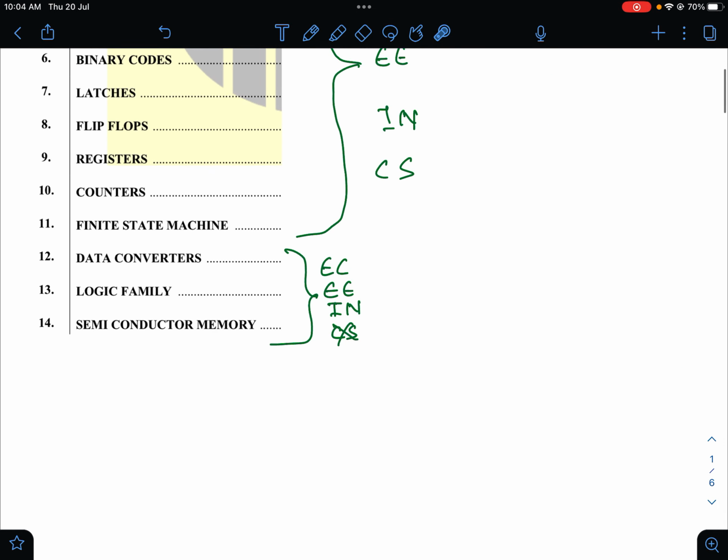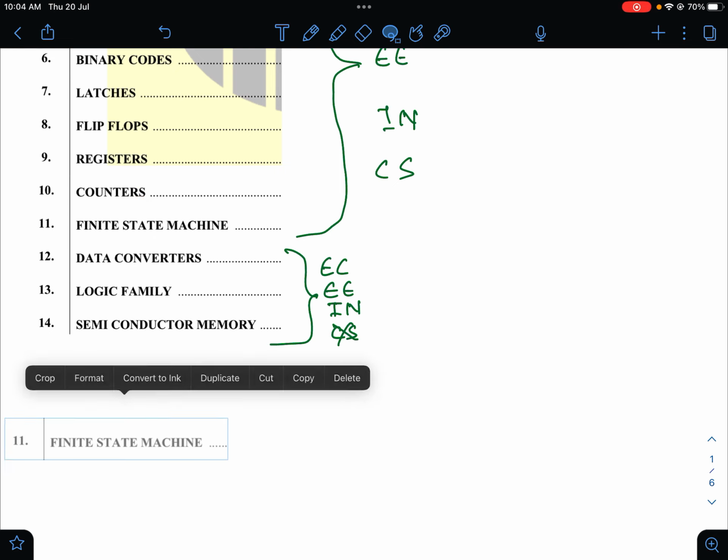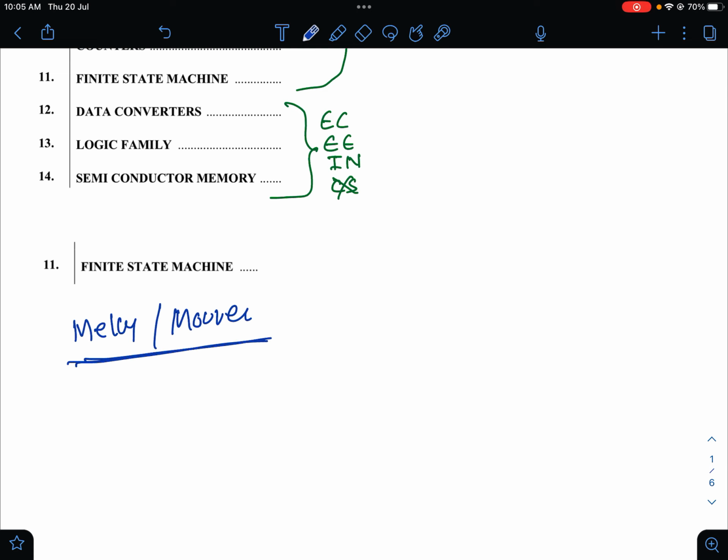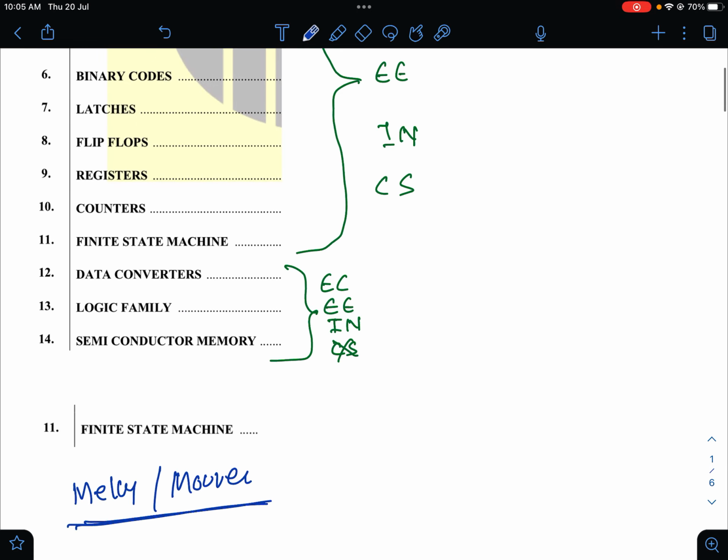Then coming to the 11th one, students, finite state machine. Its weightage is very less in the GATE exam. There are 2 standard models, the Mealy model and the Moore model. You should know the standard architectures of these 2 models. But generally questions from FSM are very, very few. And whatever questions they frame, they use the word FSM, but those questions can be easily answered using the concept of counters.